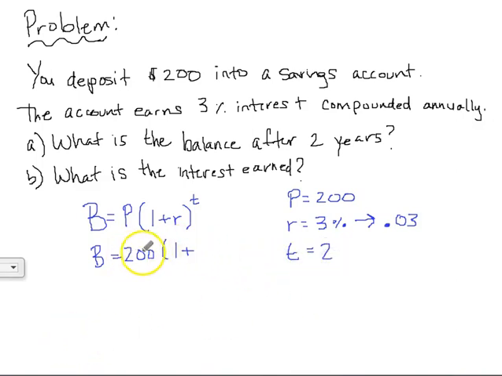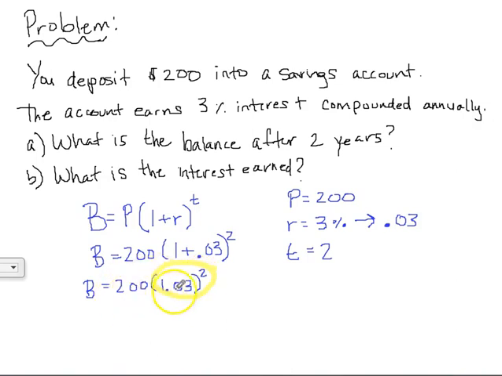So let's keep plugging in. 200 we started with, 1 plus 0.03, and then we're going to raise it to the second power. So I'm going to go through and clean this up. I'm going to add together what's in the parentheses, 1 plus 0.03. And then I'm going to grab my calculator to help me do the math. So remember, order of operations tells us that we have to do our exponent part first. Order is very, very important here. The first thing we want to do is take 1.03 to the second power.